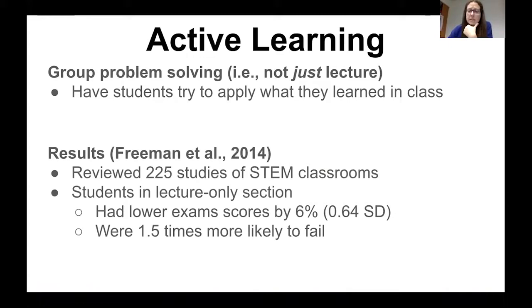And then Freeman et al. did a meta-analysis of active learning, and they looked at 225 studies. And the lecture-only section, so that's the non-active learning, had lower exam scores by 0.64 standard deviations, which I think is huge. And students were 1.5 times more likely to fail. And these results tend to be stronger: active learning tends to be more impactful for first-generation college students, students of color, and women, particularly women in STEM fields.